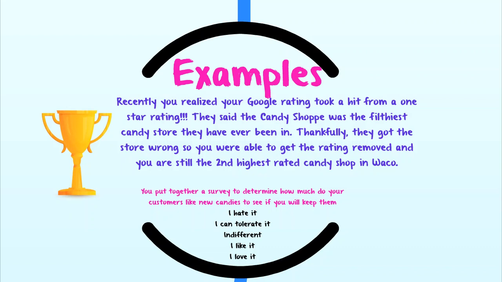Right behind Hey Sugar. I don't think anyone's beating Hey Sugar anytime soon. You put together a survey, for instance. This is another way that you can use ordinal data in your candy shop to determine how much your customers like new candies, to see if you will keep them. For instance, have them say, I hate it, I can tolerate it, I'm indifferent towards it, I like it, I love it. This would be ranked or ordinal data if you had individuals fill out a survey.